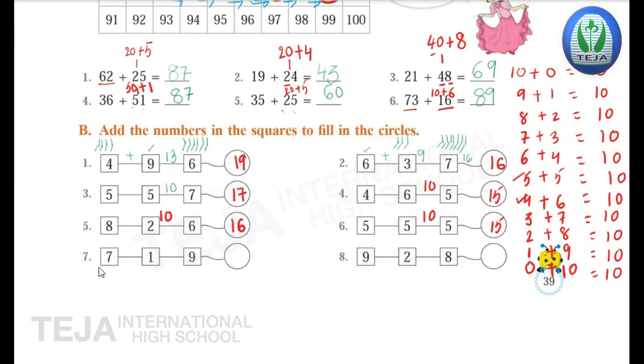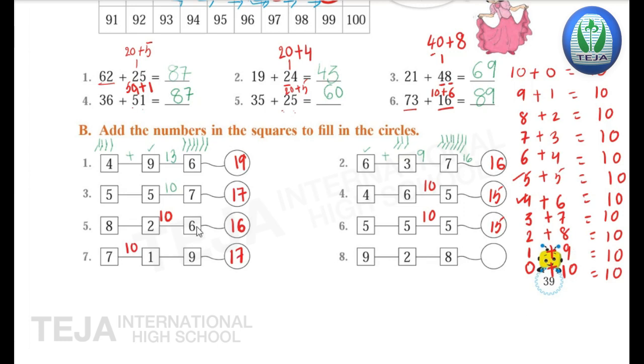Now see the seventh question. Here the numbers are 7, 1, 9. If we see the last two numbers, children, 1 and 9. 1 plus 9 is how much? It's 10. So 1 plus 9 is 10. 10 plus 7 is 17.